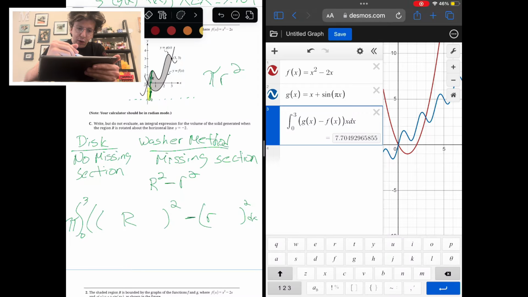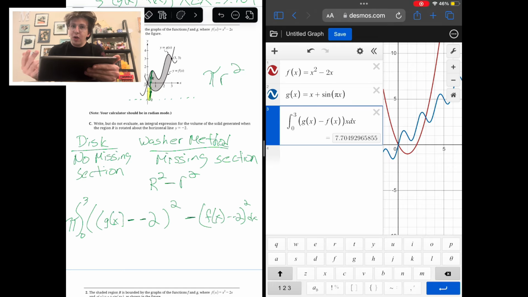That distance for our top function would be from the top of our curve to -2. So immediately I know the top section is always represented by g of x minus -2, because we are subtracting the negative value. And our bottom section is going to be our lower function, in this case f of x minus -2. And just like that, that is our washer method, to get the volume of our section if we were rotating around the horizontal line y is equal to -2.